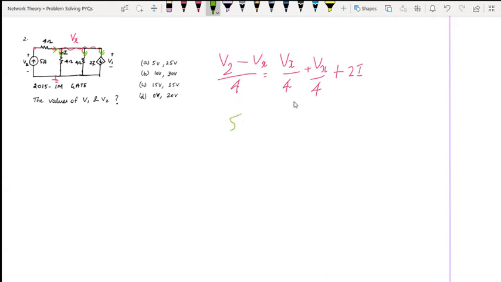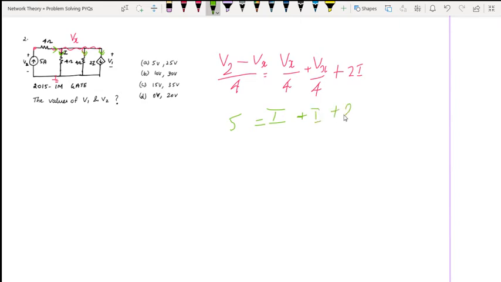Alright, and Vx by 4 is what? Vx by 4 is the current coming down in this branch. So what is the current coming down in this branch? They have named it as I, so let me also name it as I. So Vx by 4 and Vx by 4. If this is I, then this is also going to be I. There's not going to be any change.